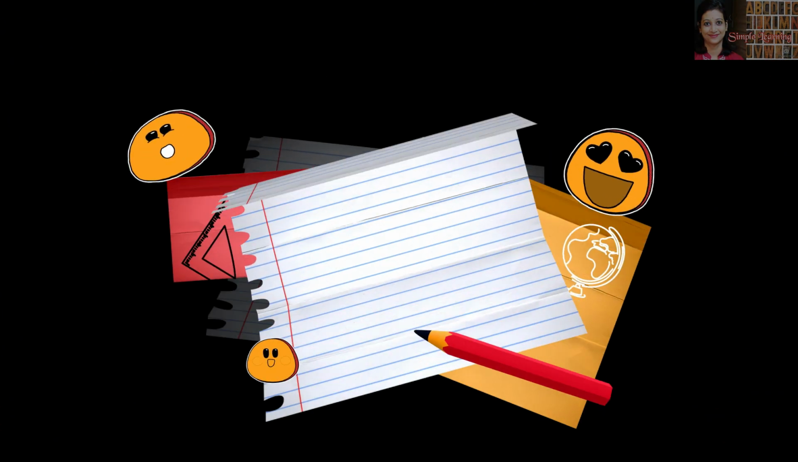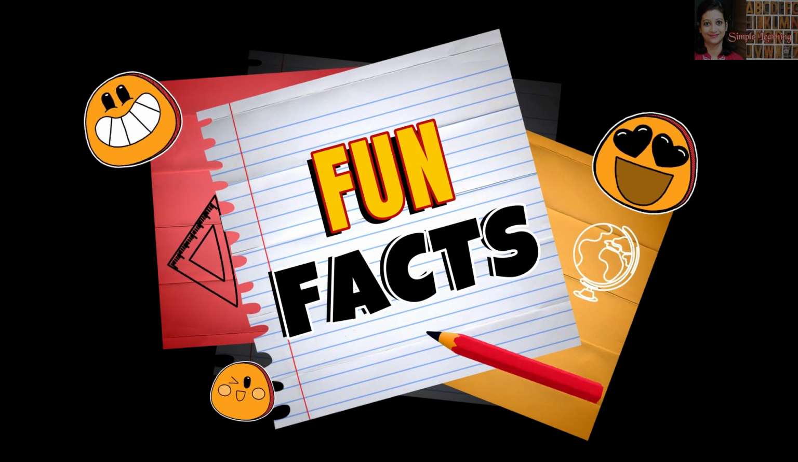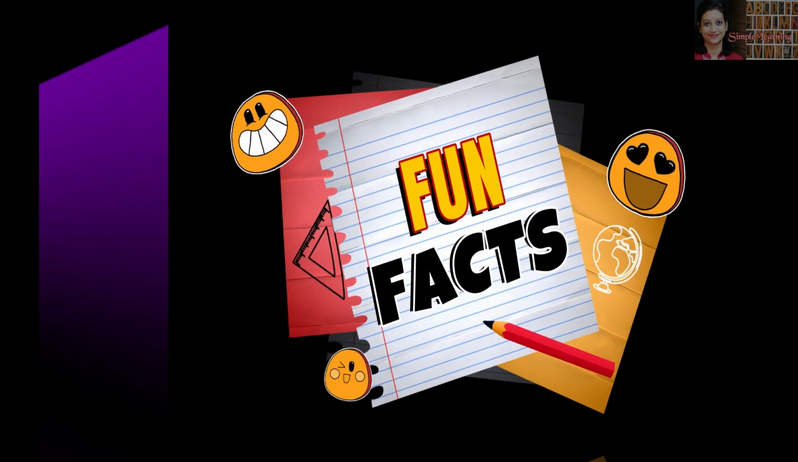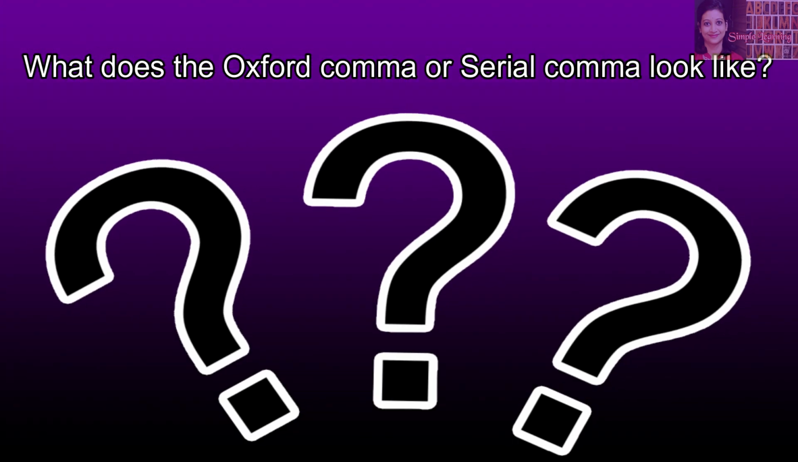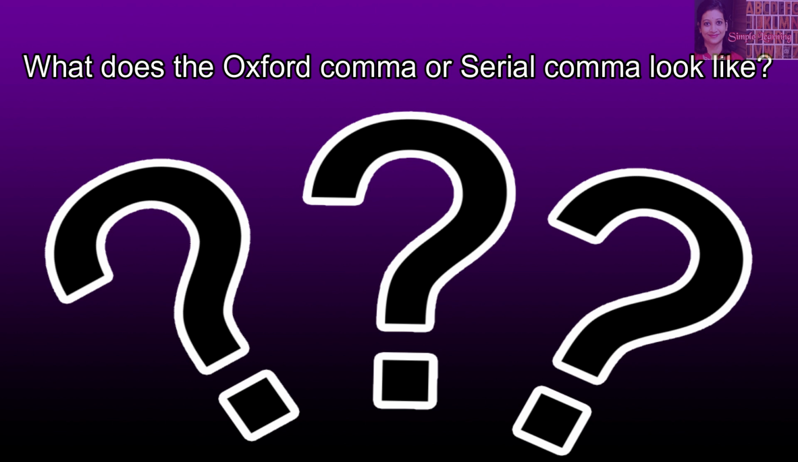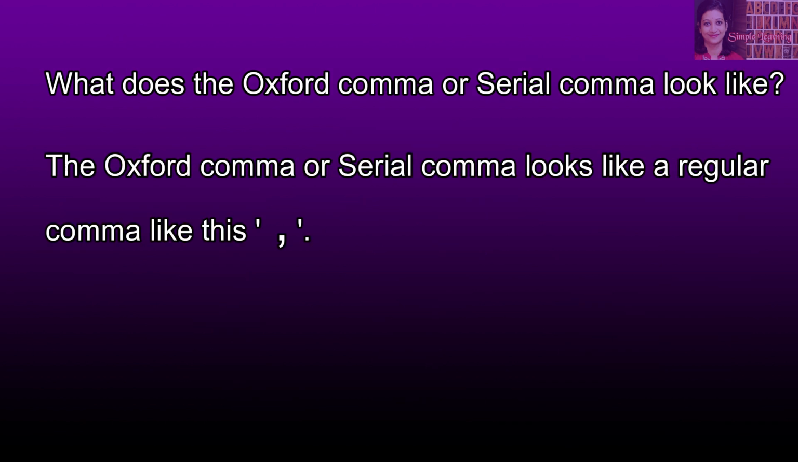Now let's have a look at the fun facts related to the Oxford comma or the serial comma. Number 1. What does the Oxford comma or the serial comma look like? Very simple. The Oxford comma or the serial comma looks like a regular comma like this.